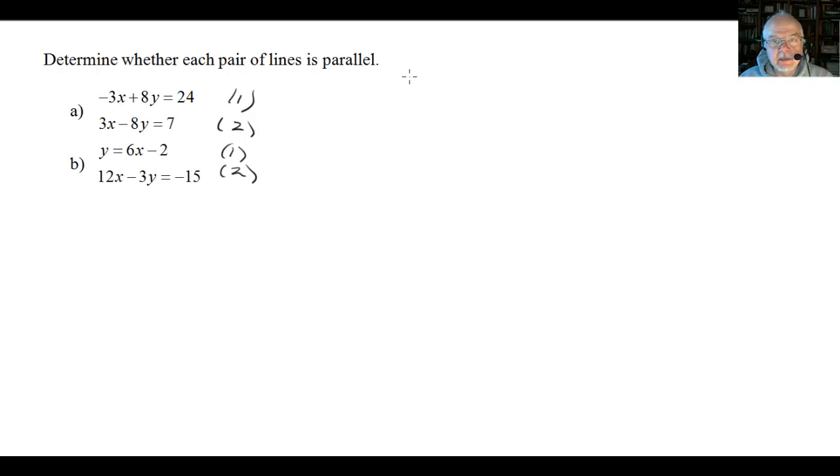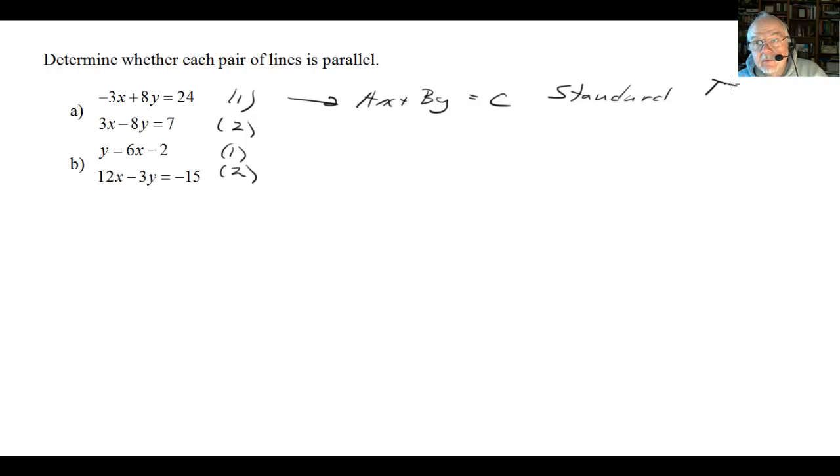And the trick is to remember that, first of all, this equation is in the form ax plus by equals c, which is the standard form of a linear equation. And that's not going to tell us squat.